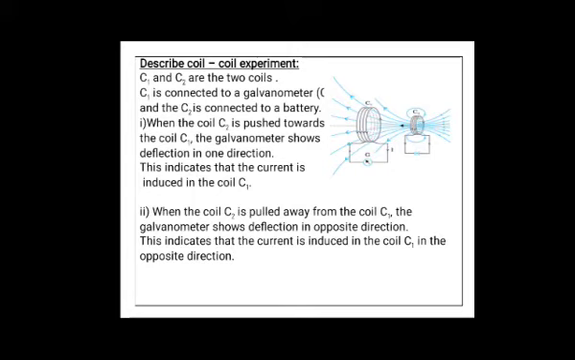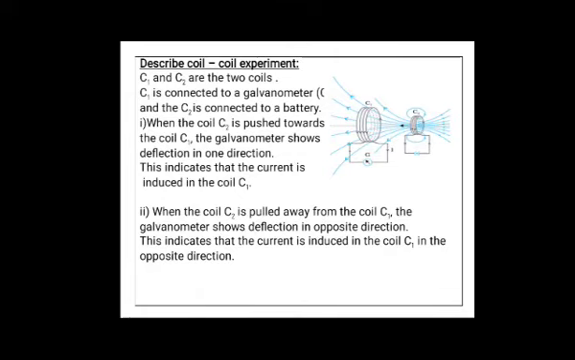Now what you have to do? C2 is pulled away from the coil C1. Now take out the coil. The galvanometer shows deflection in the opposite direction. This indicates that the current is induced in the coil C1 in the opposite direction.